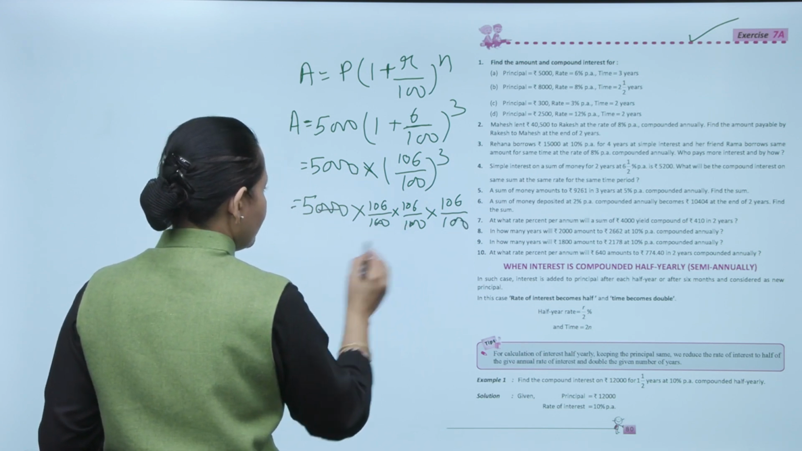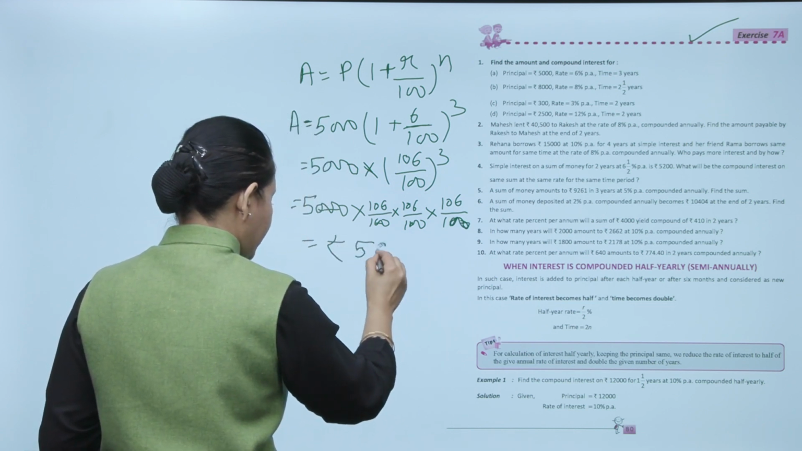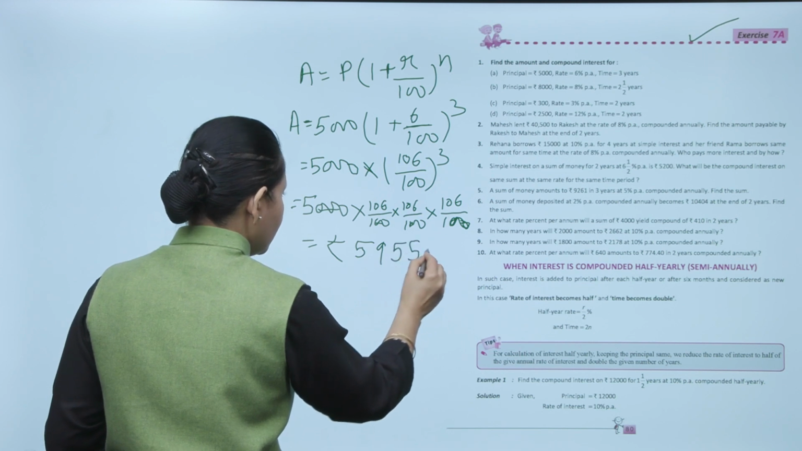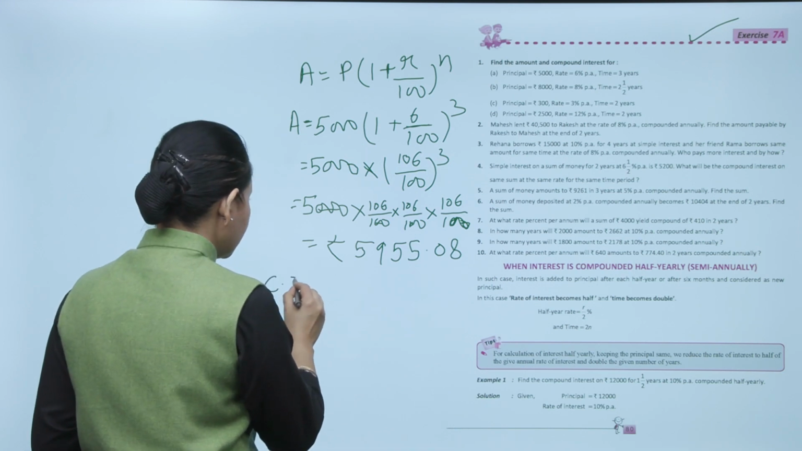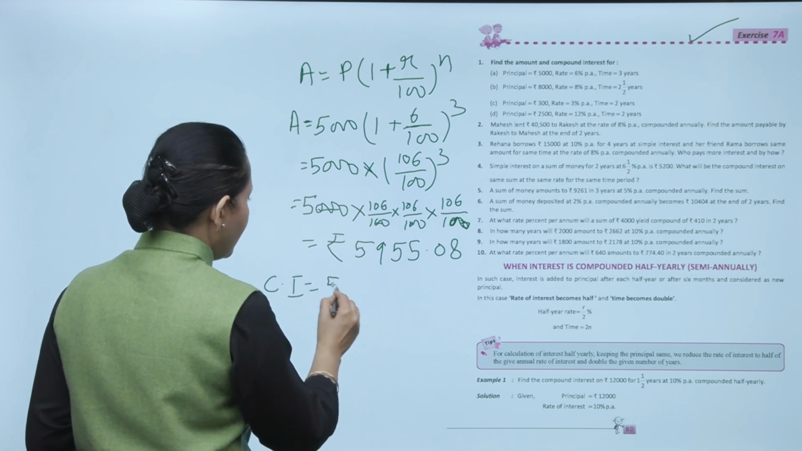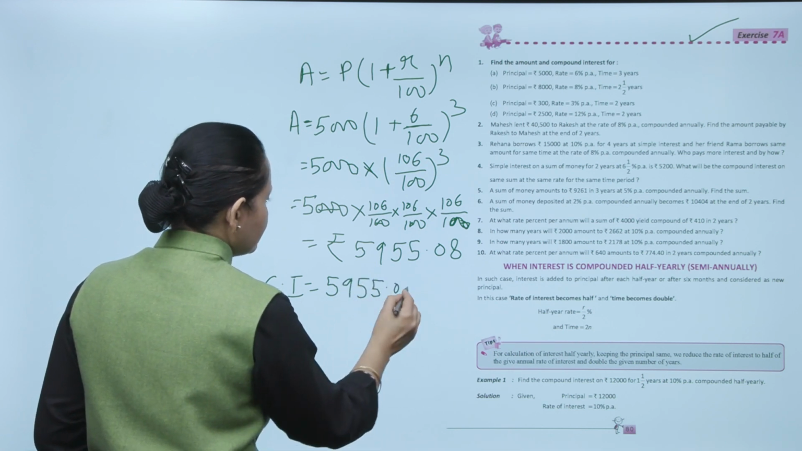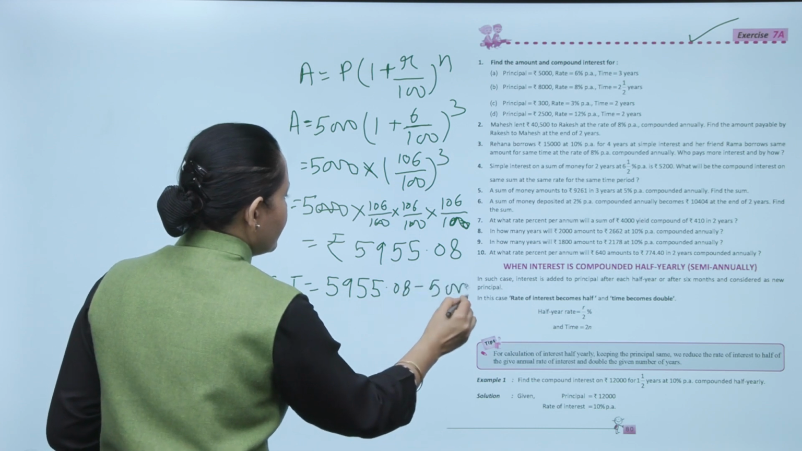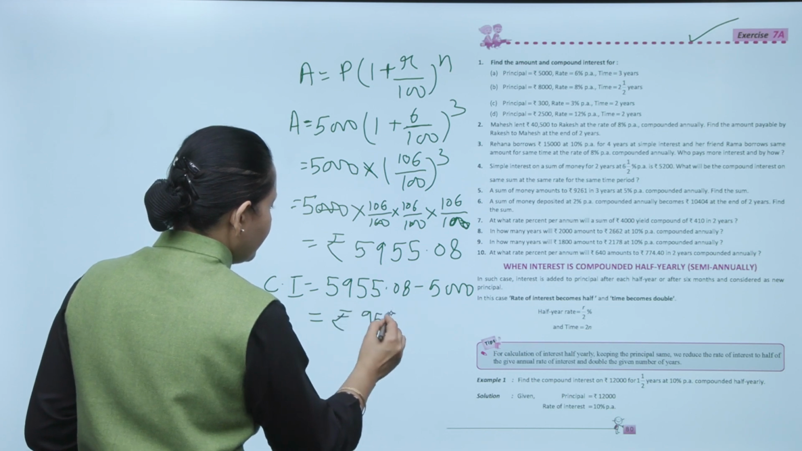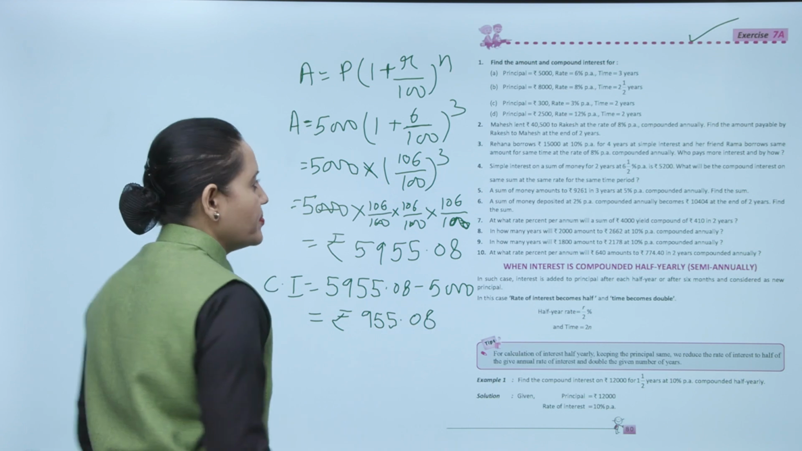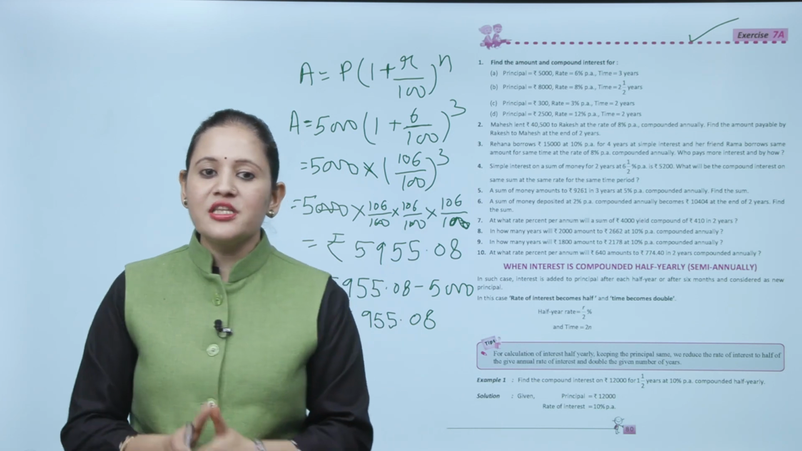Three zeros, 30 will cancel. Now we will solve it. So the amount will come to rupees 5955.08. That is the amount. Now we will find the compound interest. Compound interest equals amount minus principal, that is 5955.08 minus 5000, that is rupees 955.08. That is the compound interest. Clear? So you have to practice all these questions.